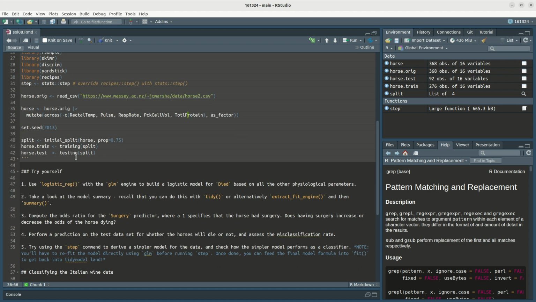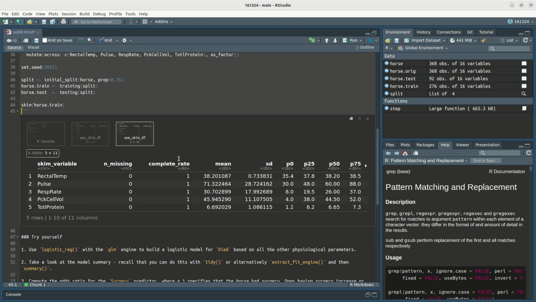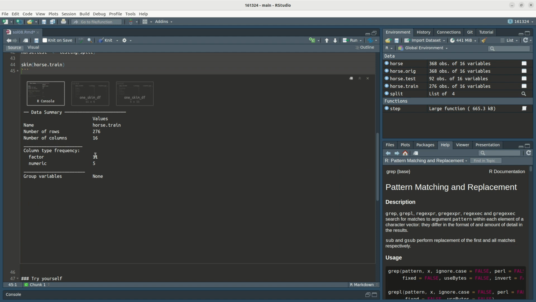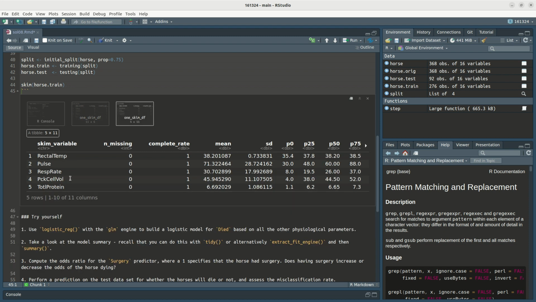Okay, so we've got the horse data. We could just have a quick look at it. Okay, and so we can see that we have 11 grouping variables, factors, and 5 numeric. So here are the factor variables. So we've got whether surgery was performed or not, and so on and so forth. Whether they died, that's the outcome. And then we've got some numeric measures as well.